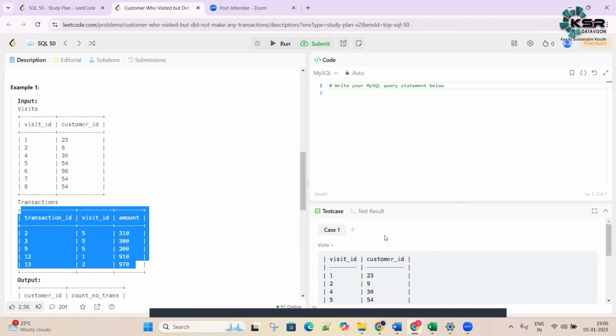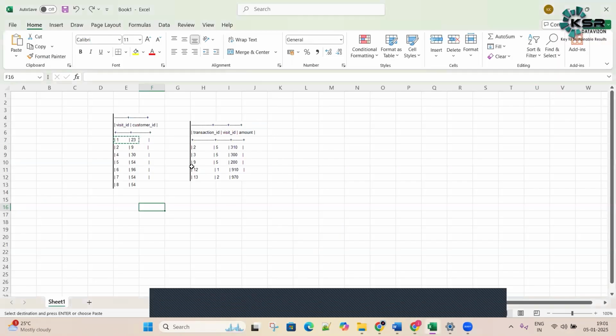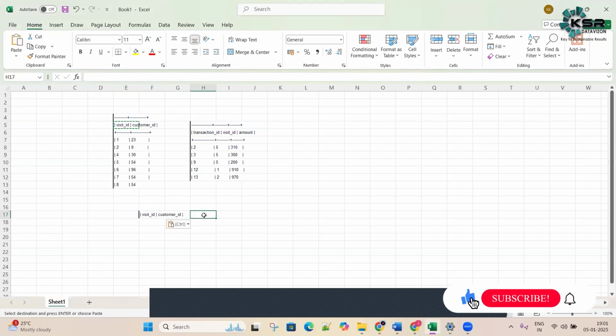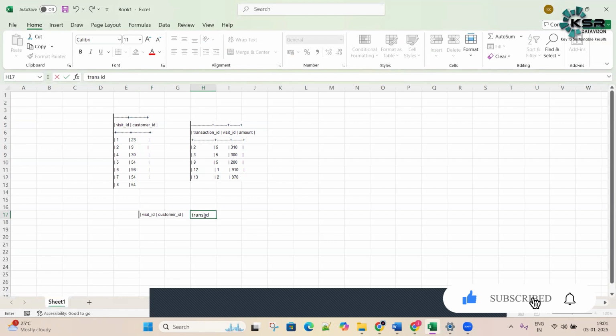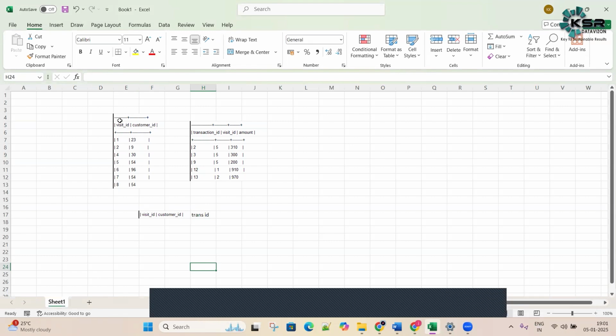So let's go to the Excel and see when we join these two tables, what will be the outcome. So when I took both of these in Excel, let me take the customer and visit ID here, and we are having a transaction ID. So from this, I'm interested in this particular column of transaction, we'll see that. Now we are doing a left join. Let's consider we are doing a left join. So this is the first table and this is the second table.